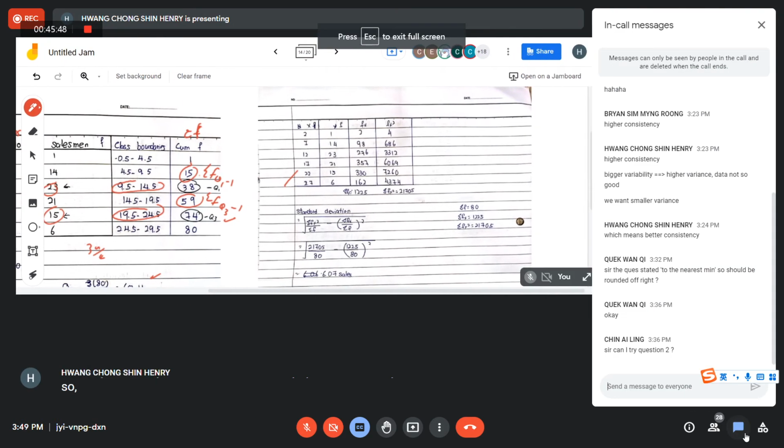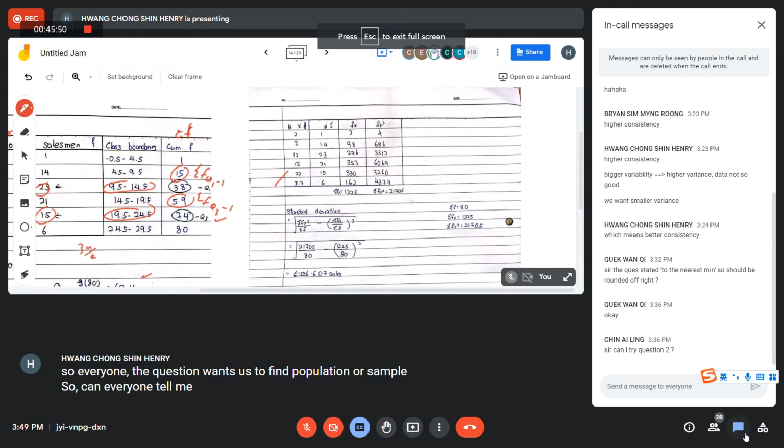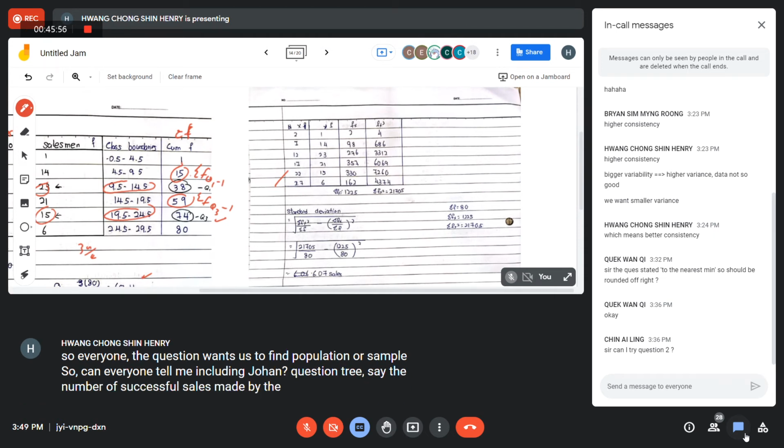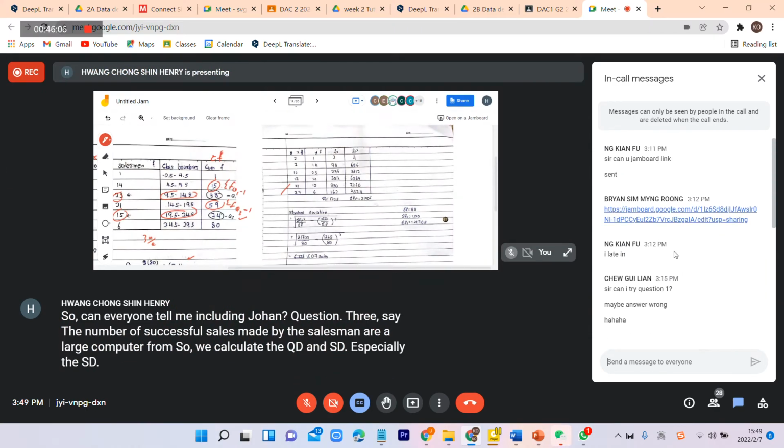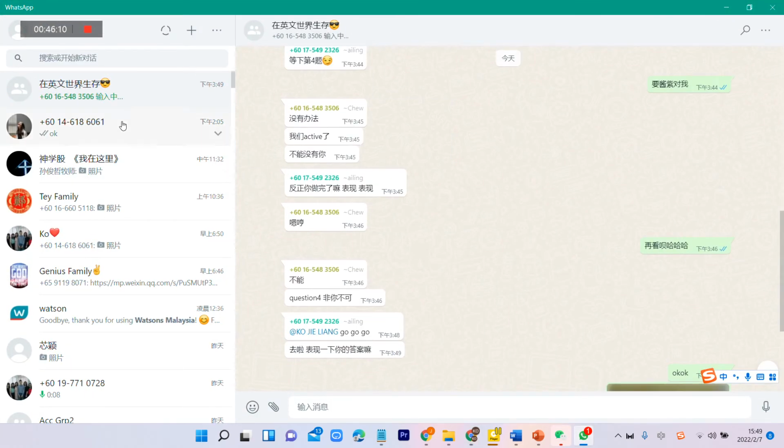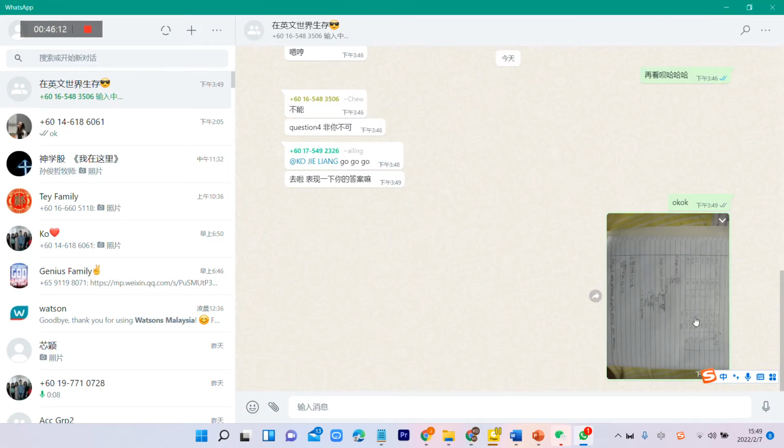So can everyone tell me, including Joanne? Question 3: the number of successful sales made by the salesman of a large computer firm. So we calculate the QD and SD, especially the SD now. Based on what, sample or population? Sample.